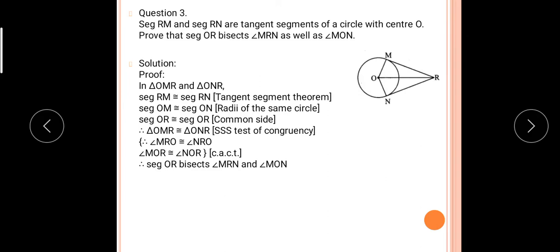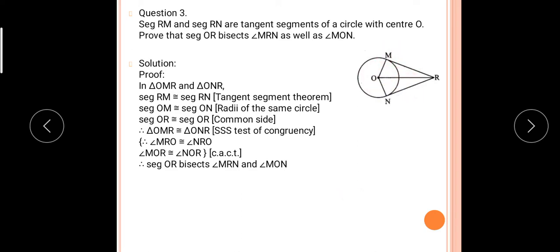Next, segment RM and segment RN are tangent segments of a circle with center O. So, OR bisects angle MRN. We have to prove this. Now see, in triangle OMR and triangle ONR, RM is equal to NR, OM is equal to ON because they are radii of the same circle, and OR is a common side. So these two triangles are congruent to each other. By which test? Yes, the SSS test.